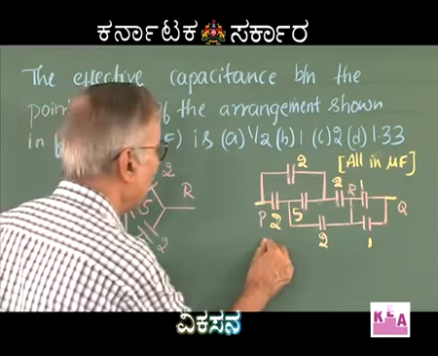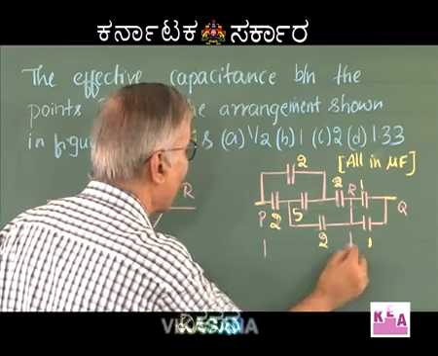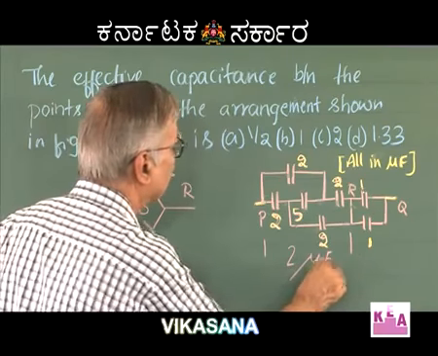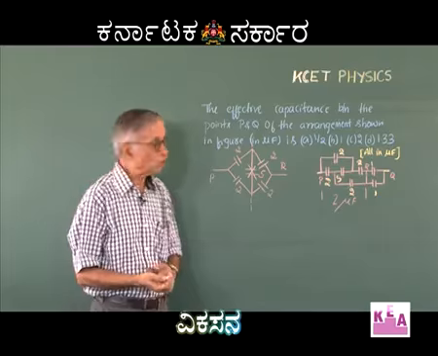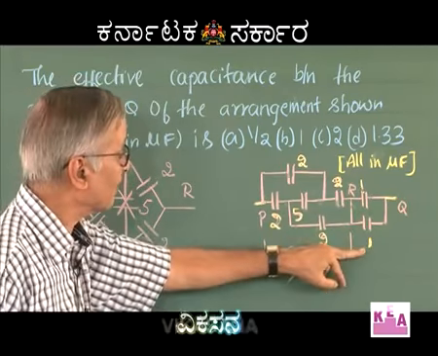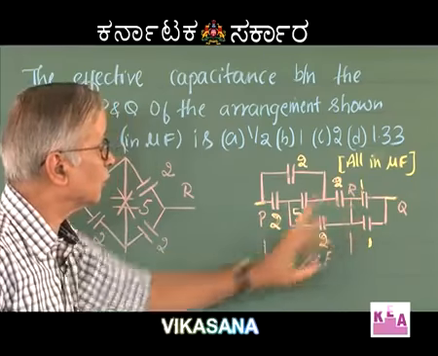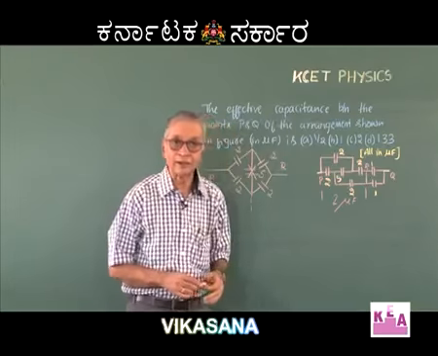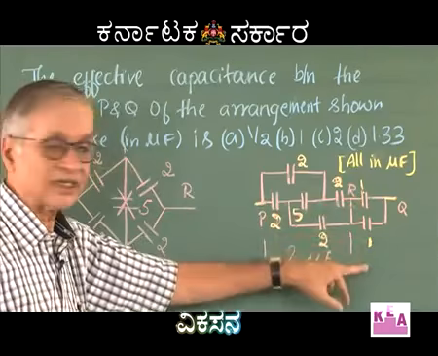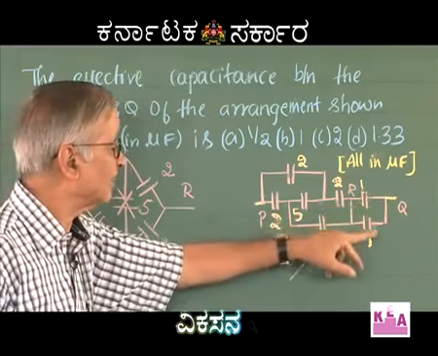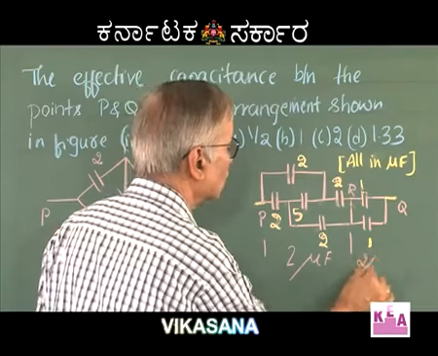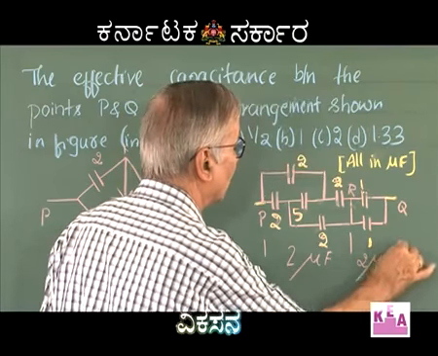Therefore, equivalent capacity between P and R is going to be equal to 2 microfarad. Next, can you notice that between R and Q, there are two capacitors, each of the magnitude equal to 1 microfarad, but connected parallel to one another. Since they are connected parallel to one another, again the equivalent capacity between R and Q is also going to be equal to 2 microfarad.